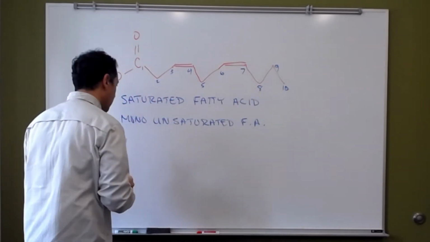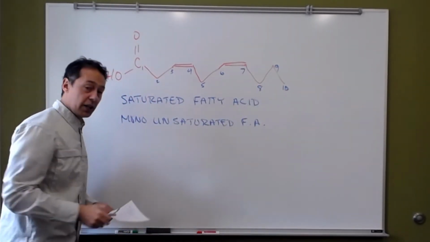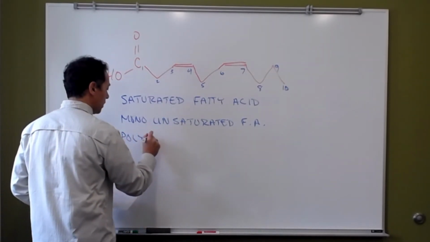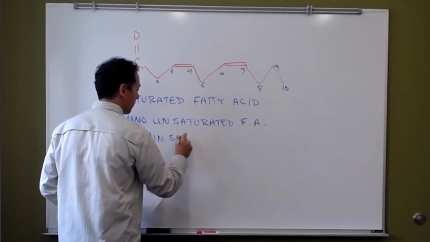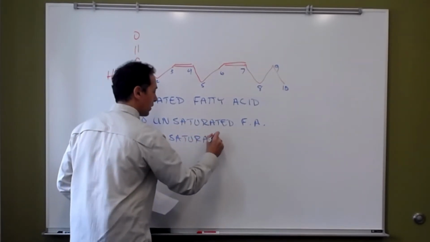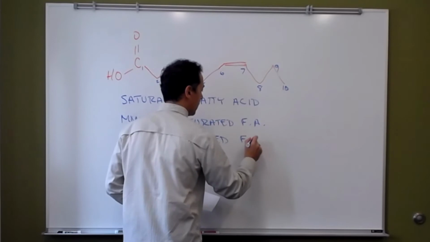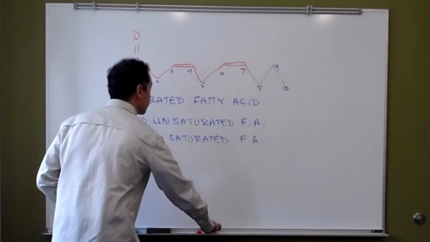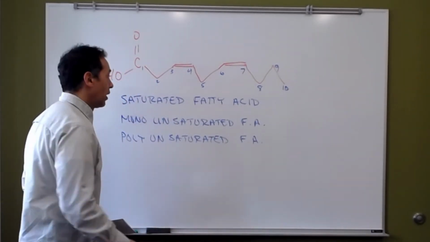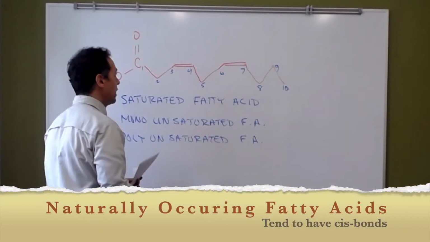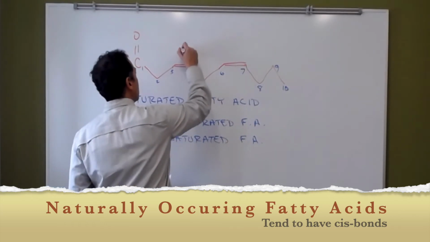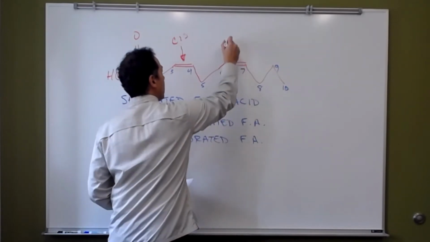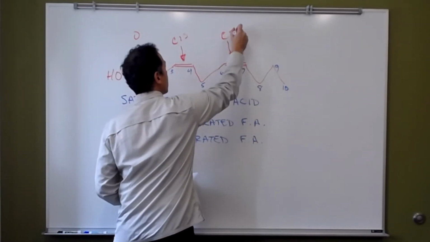Okay. So now this one here becomes a polyunsaturated fatty acid. Polyunsaturated fatty acid. And a couple of things to point out here is in nature, these bonds here tend to be cis. So I'm just going to make a little arrow here and say cis. Yep, they tend to be cis in nature.